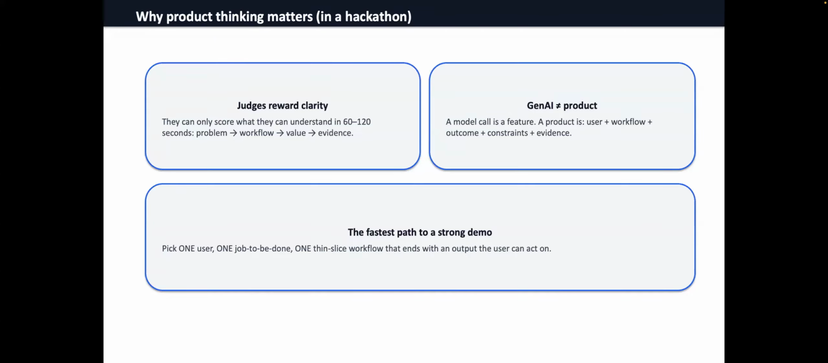Which means what we should have is a clear mind of what kind of problem we want to solve, how we generate the prototype, how we improve the prototype, and how we demonstrate and present the prototype. This is something we have to keep in mind. Usually for this kind of AI hackathon challenge, the judges really reward clarity, so they can only score what they can understand within several minutes, right?